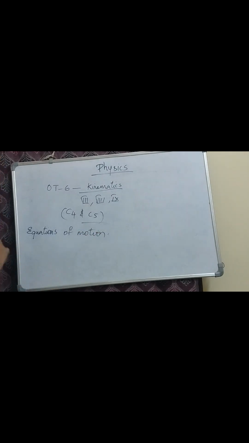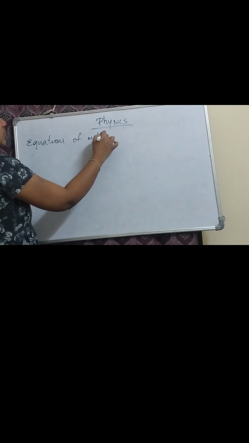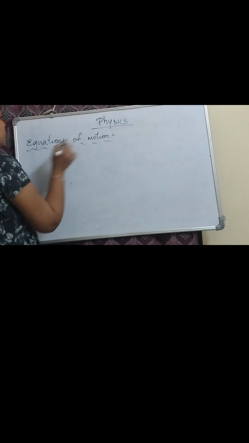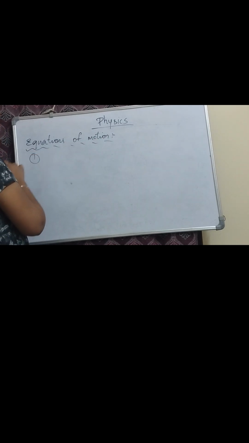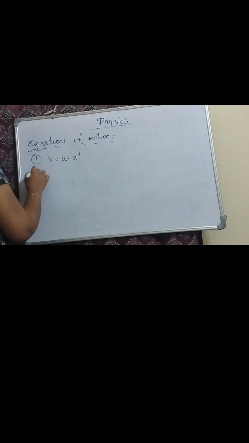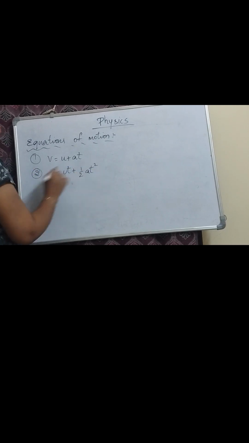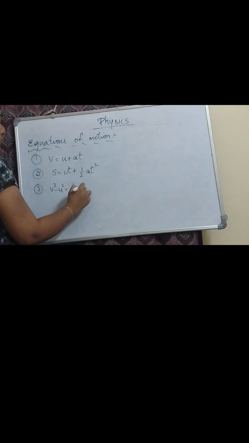So let's discuss the equations of motion. We have three equations of motion. You are going to use three equations of motion to solve the problems here. One is V = U + AT. The other one is S = UT + half AT squared. And the third equation will be V squared minus U squared = 2AS.